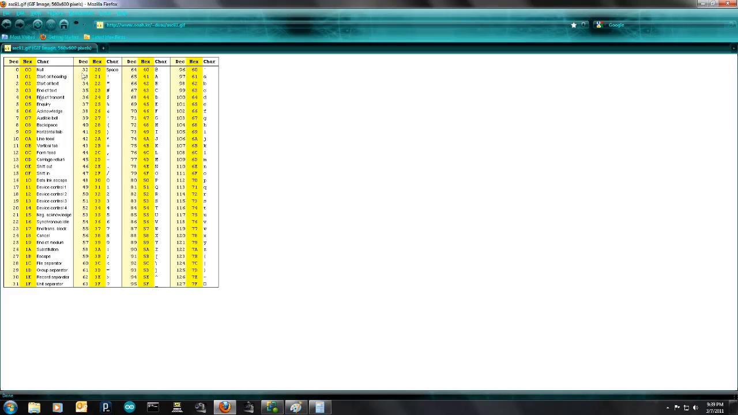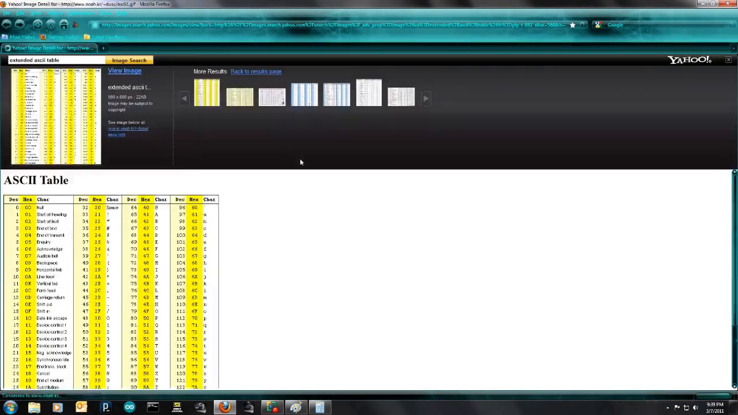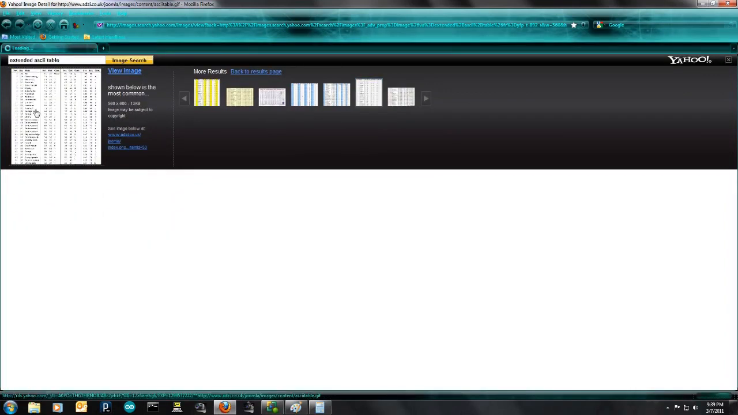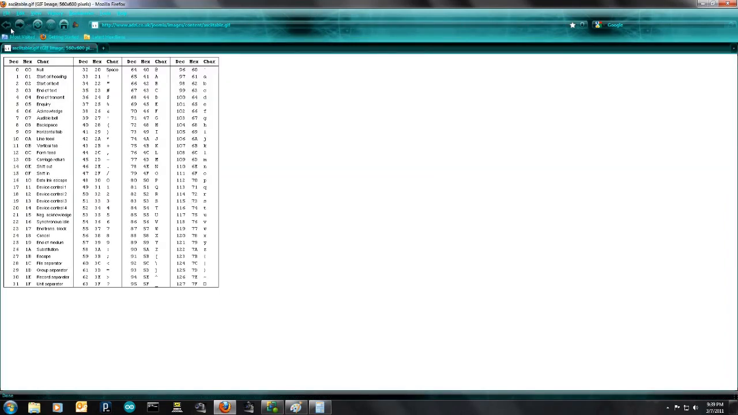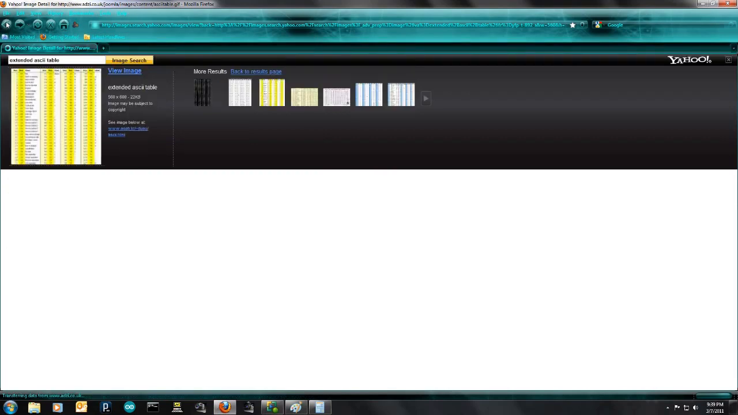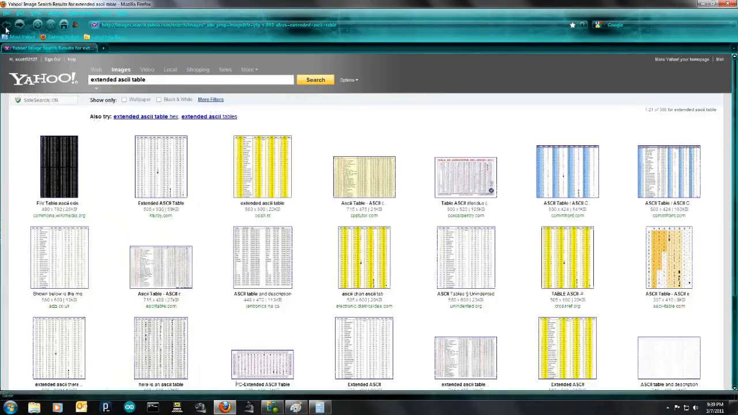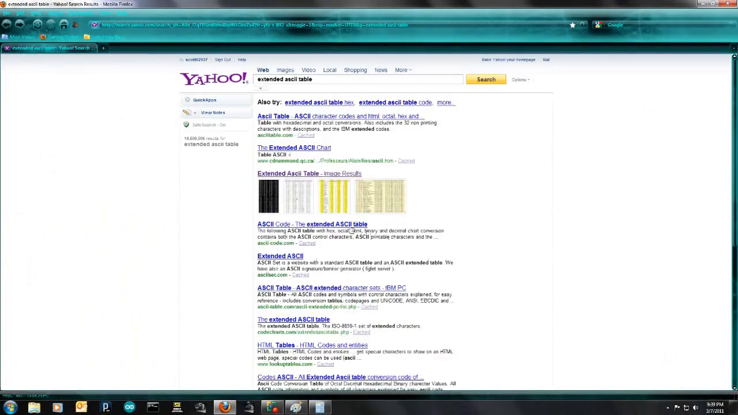Now, you can find these anywhere. It's ASCII. So you can find these anywhere online. You saw how many I found. Let's see if we got an extended. Boom. What do we got here? Nope, just a 127. Let's go back. Extended. ASCIIcode.com.